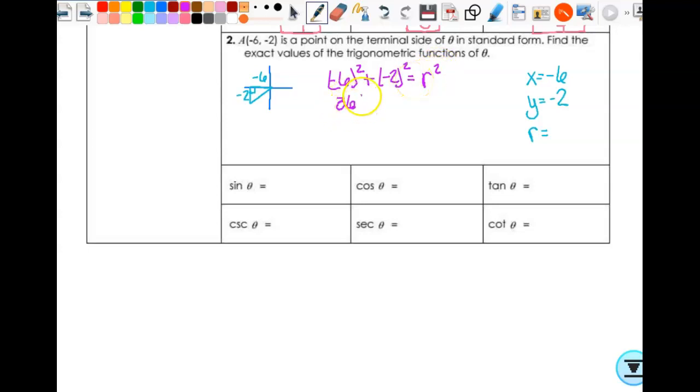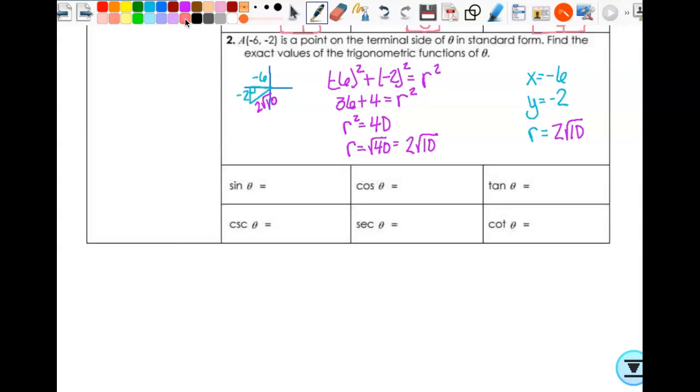So 36 plus 4 equals r squared. R squared equals 40. So r equals the square root of 40, which when you reduce it is 2 square roots of 10. So I have my x, y, and r.